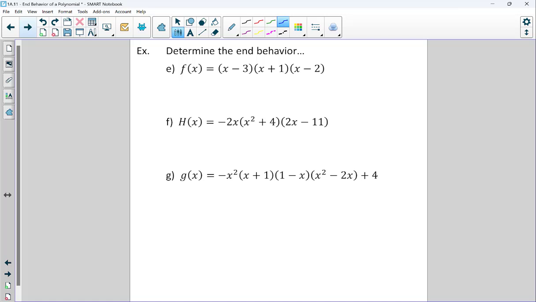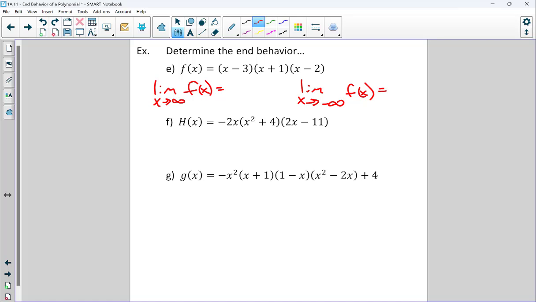Same question, but this time the polynomials are in their factored form. It really doesn't make a difference. The process is still the same. I'm still doing the limit as x approaches infinity and the limit as x approaches negative infinity. I need to know the leading coefficient and I need to know the degree.